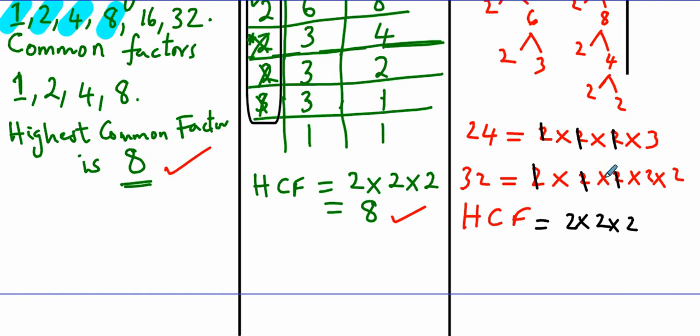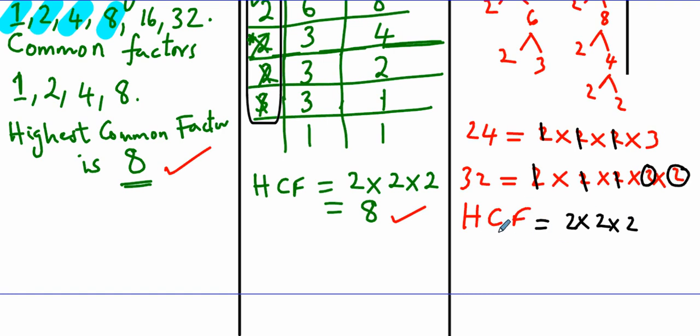We have 3 in 24. We don't have a 3 in 32. How about this 2? This 2 is common, but we don't have any other 2 remaining. How about this 2? We have 2 over here, but we don't have any 2 remaining in 24. So these 2 2's and 1 3 will not be recorded for highest common factor.